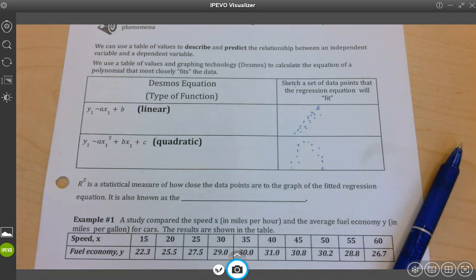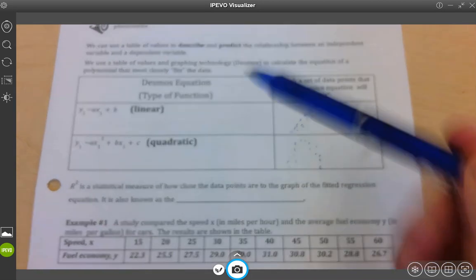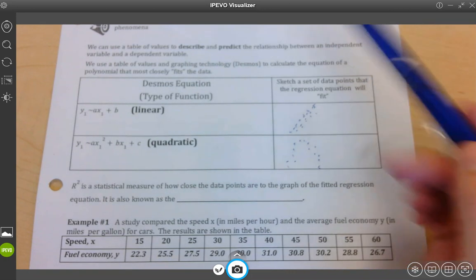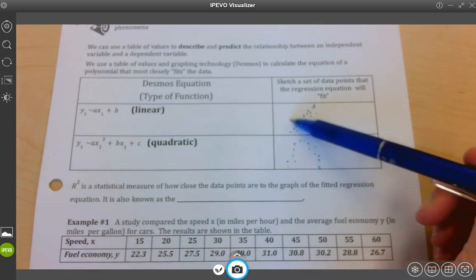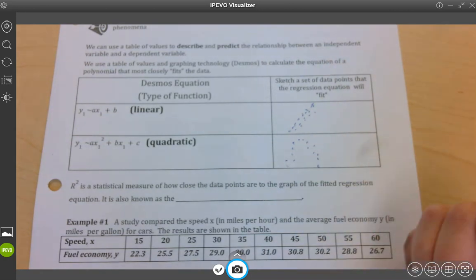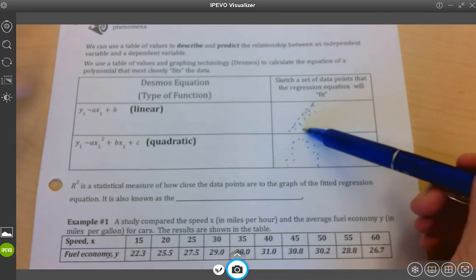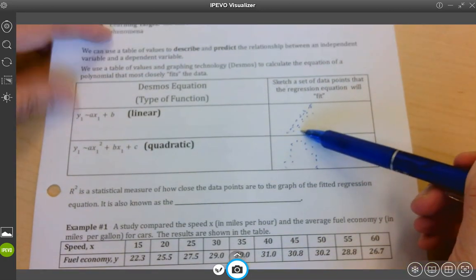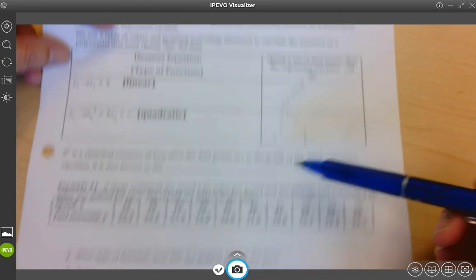Okay, so I'm going to recap real quick. We are going to use quadratic and linear regression to take a data set, find a curve of best fit, and then we're going to use that curve of best fit to make some predictions. We drew a data set that looks mostly linear and one that looks mostly quadratic.